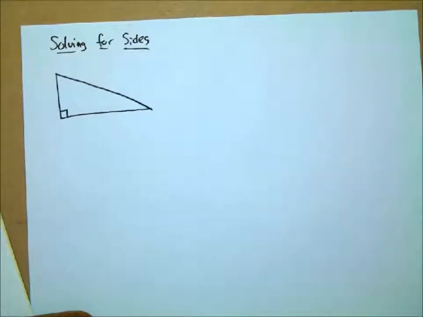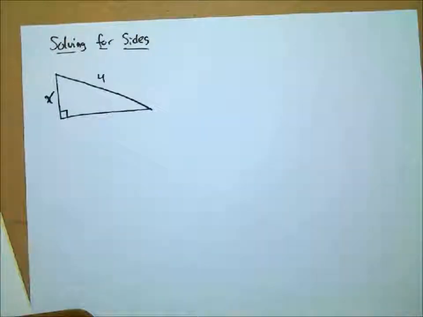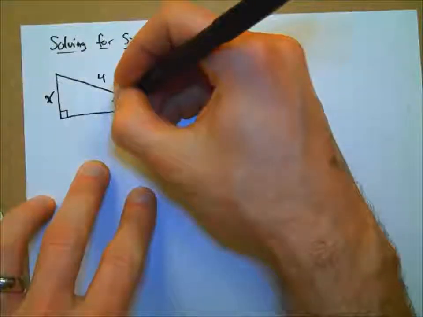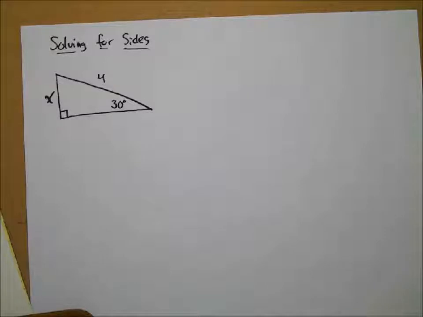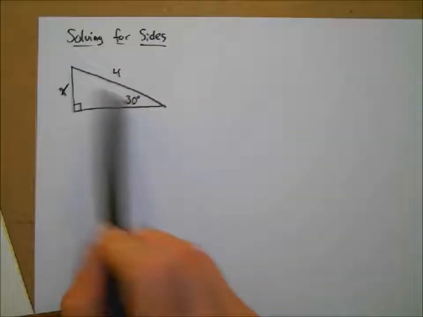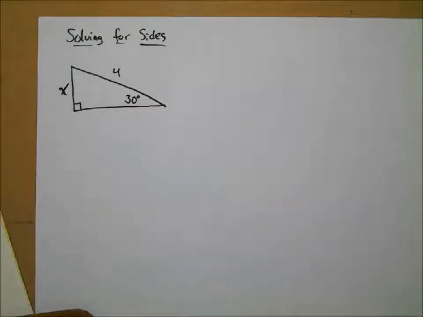Right triangle, right? Very important that it's a right triangle. We can't use sine, cosine, and tangent on their own if it's not in a right triangle. I'll give this side a measure of x, this side a measure of 4, and this angle 30 degrees. We have an angle, this side, and this side. What trig ratio might be a good idea to use here? Could we use any of them? Why can't we use just any of them?